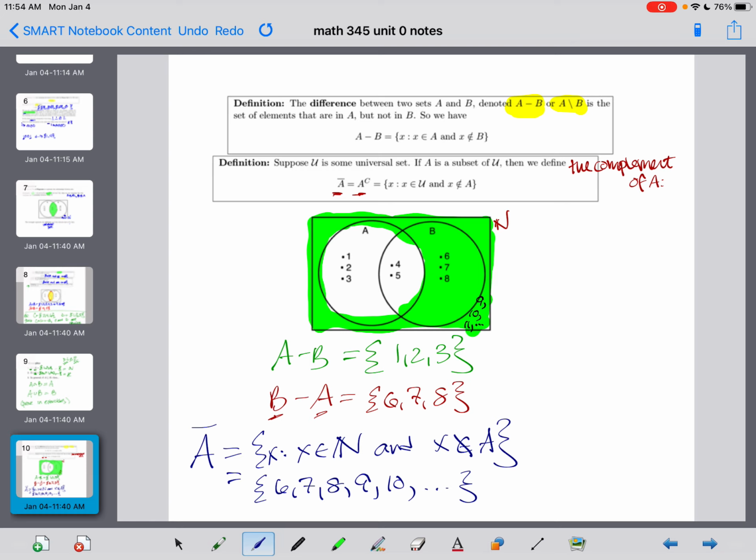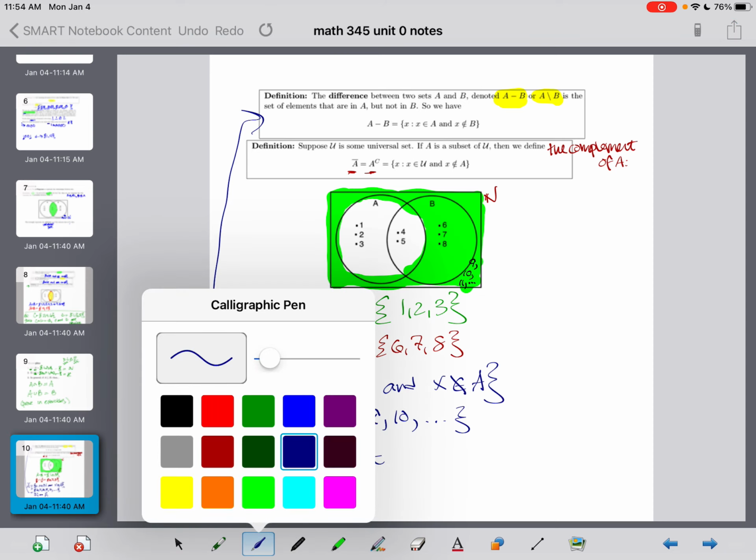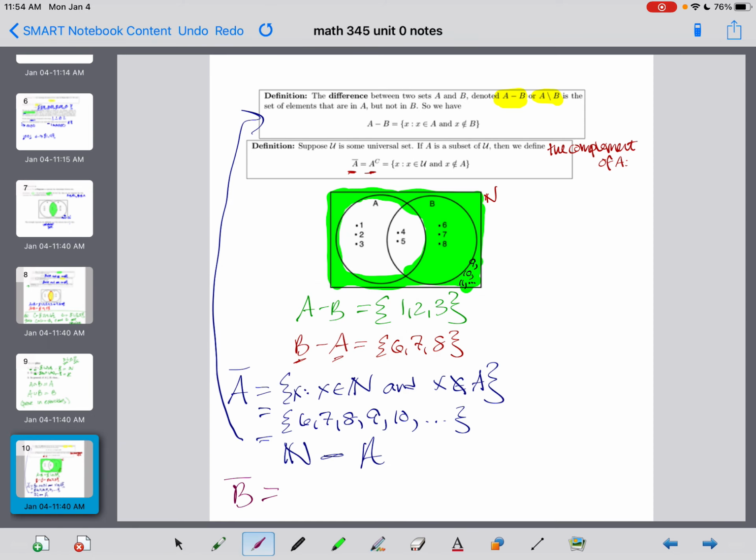Another way of writing this is to say it's the set of all natural numbers, but we want to take away everything in A. So it's the entire universe minus the stuff that's in A, using the set difference notation from above. Similarly, if we wanted to find B complement, we want everything in the universe except for the elements of B. So if we take everything in the universe but take away the elements of B, 4, 5, 6, 7, and 8, we're going to be left with 1, 2, and 3, and then 9, 10, 11, etc. So B complement would also be an infinite set in this case.